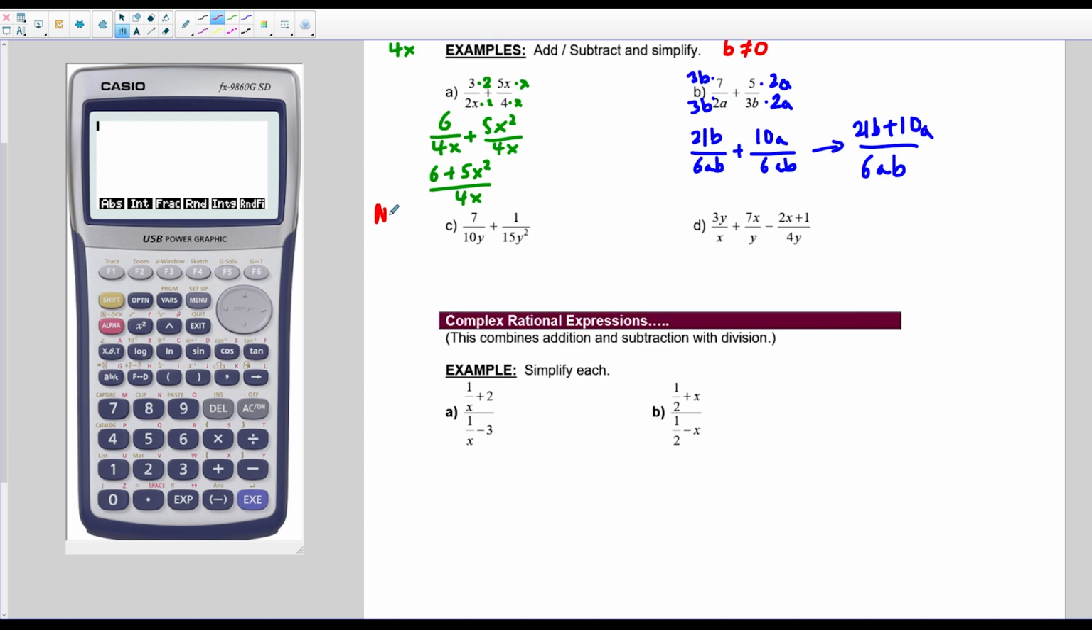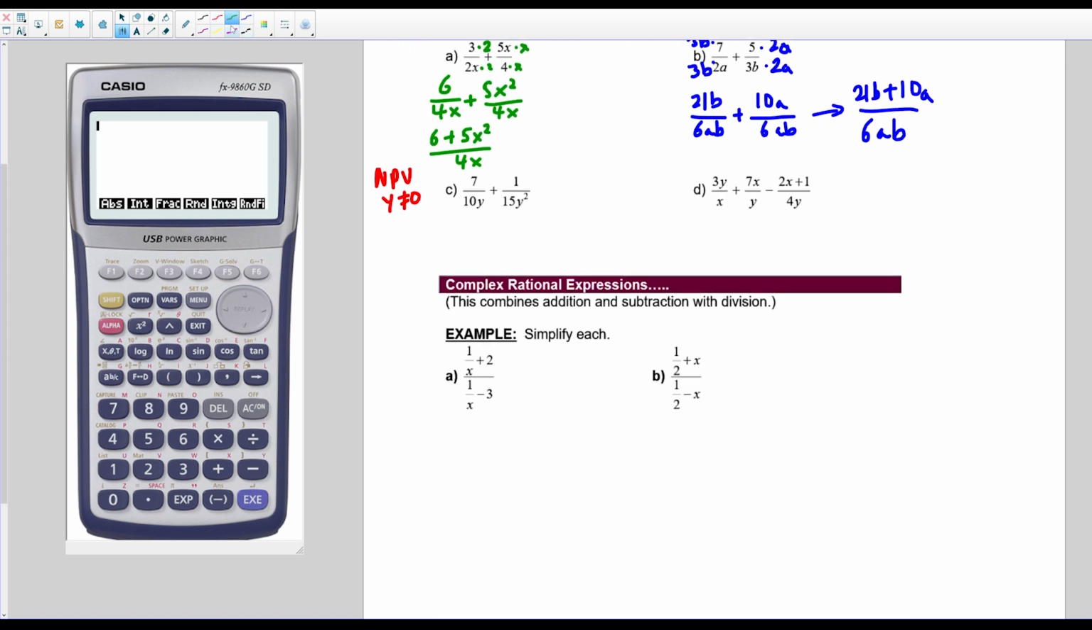This next one, we know our NPV is just going to be y cannot equal 0. And then looking at our LCD, a little bit trickier, but again, we know that the LCD between 10 and 15 is going to be 30. And then between y and y squared, I'm going to need a y squared. So to get us to this LCD, I'm just going to multiply the bottom here by 2, multiply the top by 2. And to get the left-hand side fraction to 30y squared, I multiply the bottom by 3y and the top by 3y.